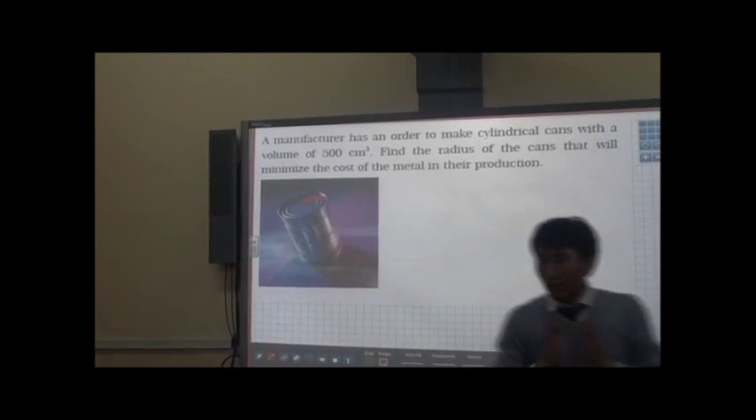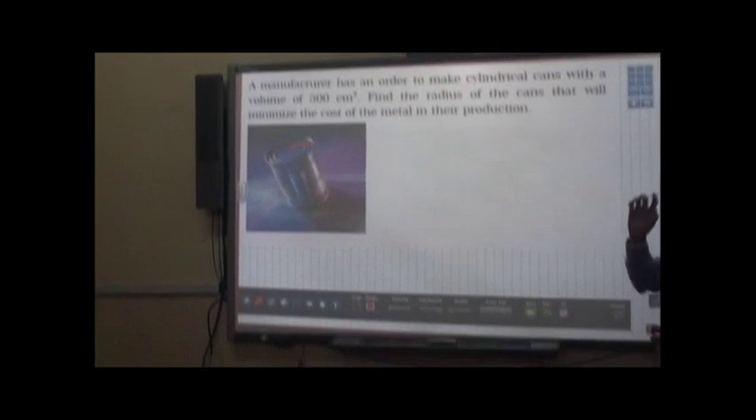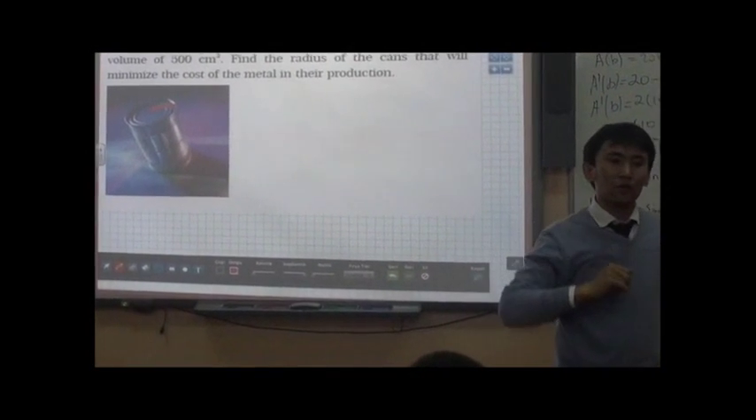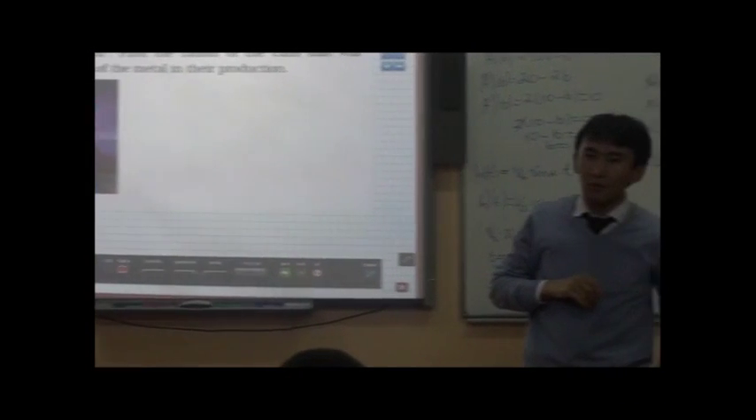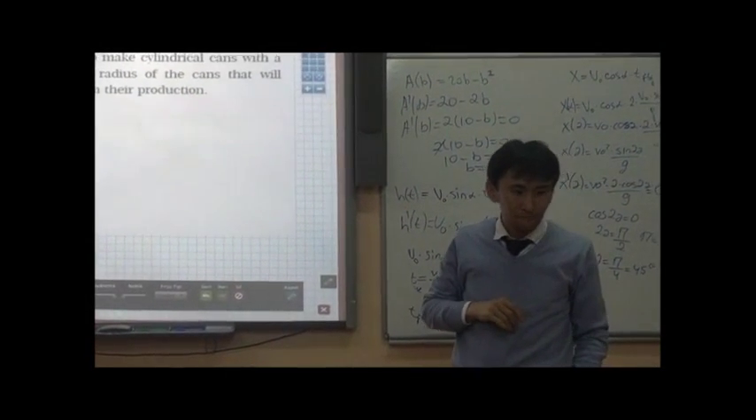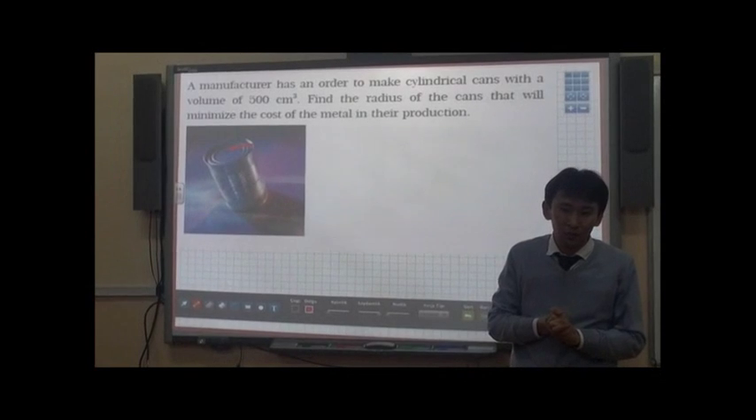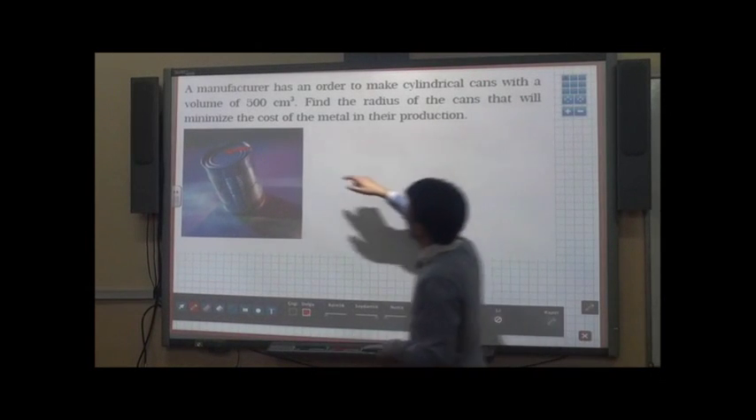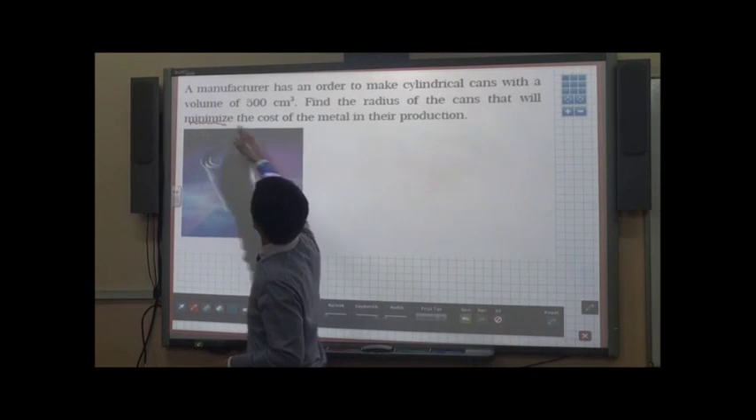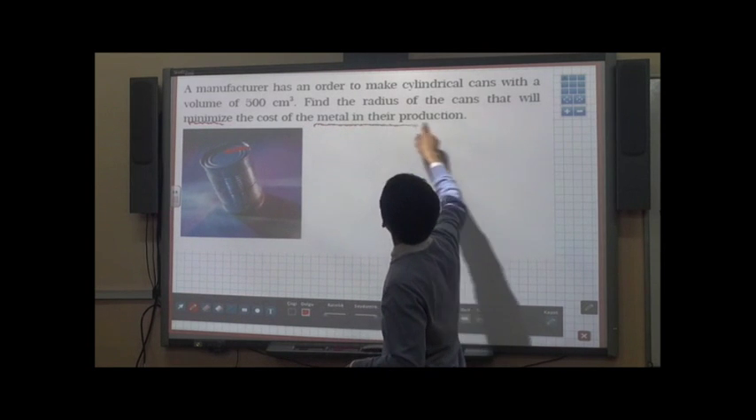Okay guys, now let's follow the rules of optimization. The first rule was to determine which quantity I want to maximize or minimize. We want to minimize here, yeah? Minimize what? The metal production.